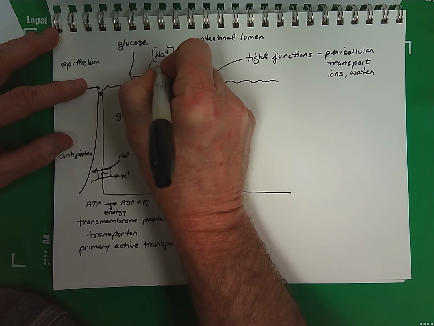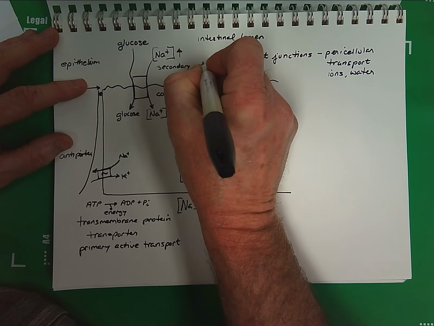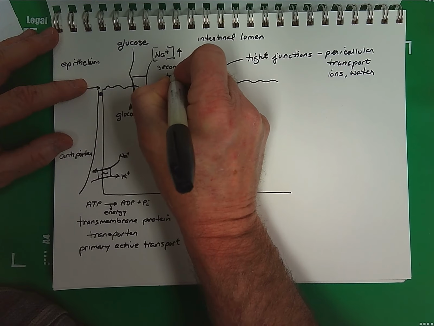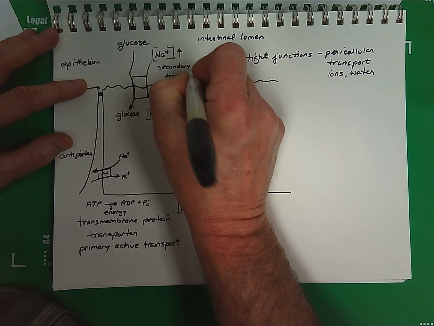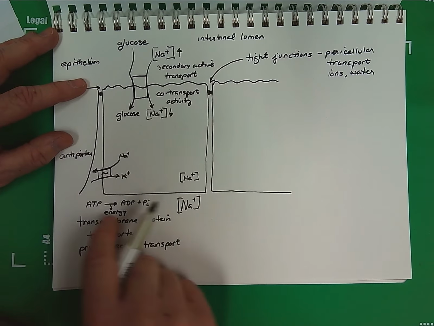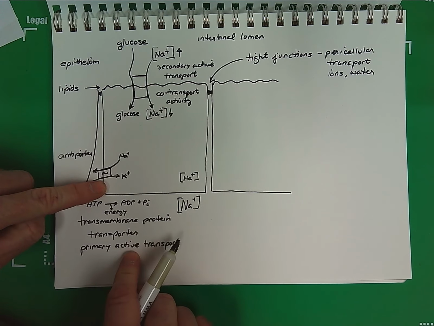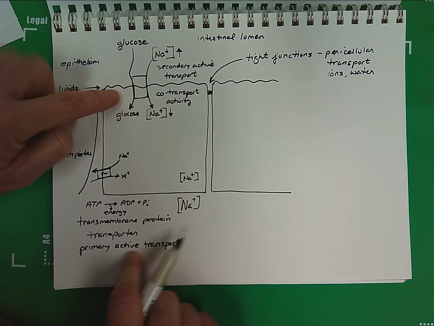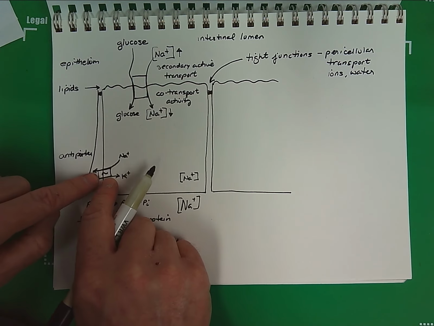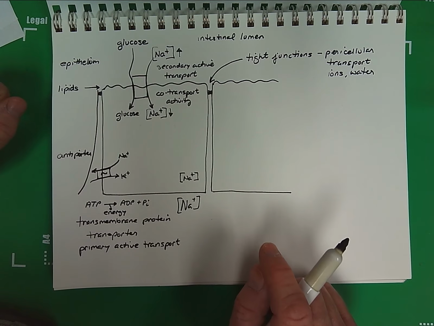This is called secondary active transport. It is secondary because it is operating because of the gradient established by the primary active transport. So a pump that is using a gradient established by a primary active transporter, which uses ATP, is always a secondary active transporter.